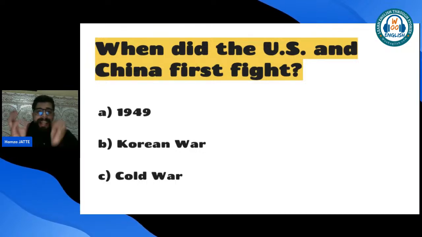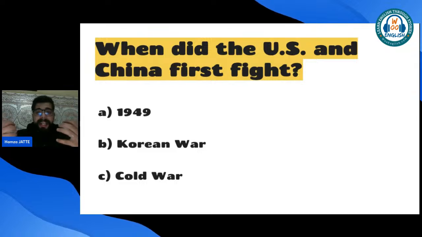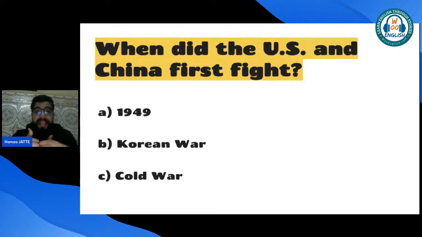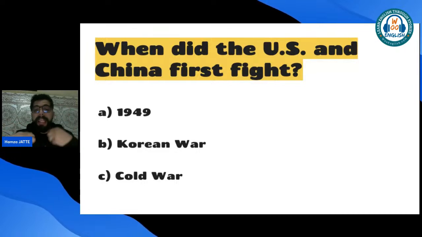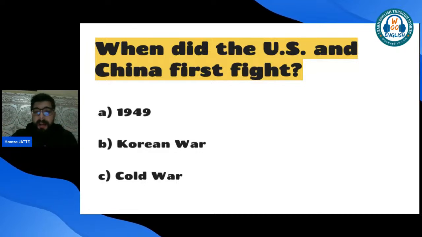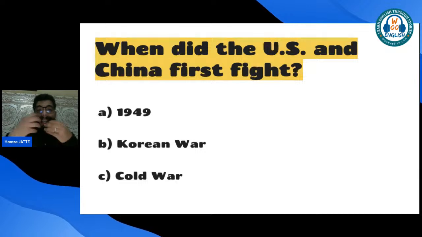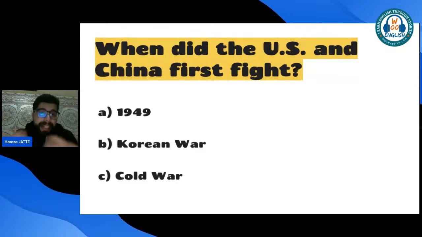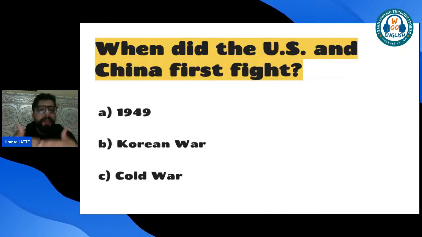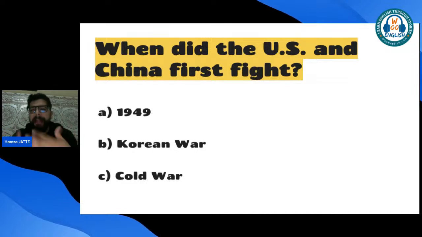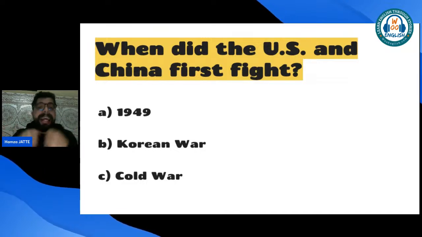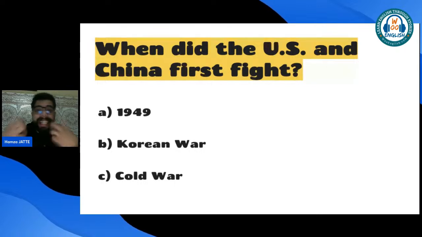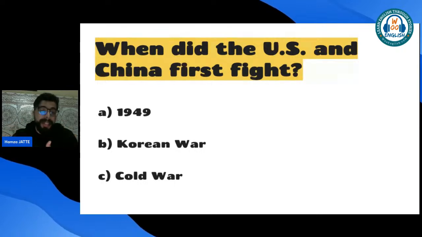So the United States and China, of course, are rivals. They are competitors right now, and both of them are trying to dominate the world. Both of them have great economies, great armies, but there is an indirect war kind of going on between them, and it's what we call a cold war. So a cold war is when two countries are competing, almost fighting but indirectly, without using any weapons.